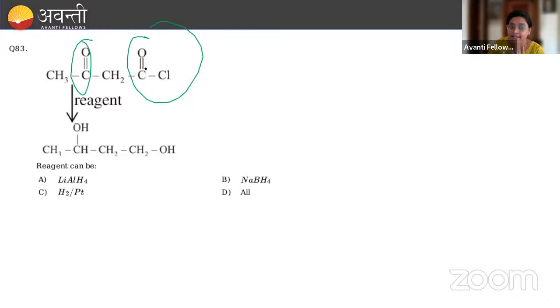Ketonic group as well as acetyl group, acetyl chloride group. So LiAlH4 can do both. NaBH4 also can do both. H2/Pd also can do both. So the correct answer is all.